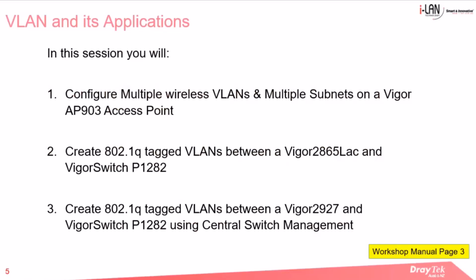The first one, you'll be configuring multiple wireless VLANs and multiple subnets on a Vigor AP 903. Then you will be creating the tagged VLAN, the 802.1Q tagged VLANs, between a 2065 LAC and a P1282 switch, which I believe is on your desk right now. And then the last bit, we'll be using the central switch management in the DrayTek router to create the tagged VLAN between a 2927 and the Vigor switch.